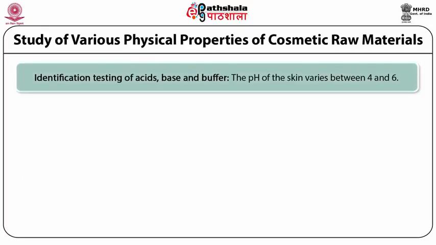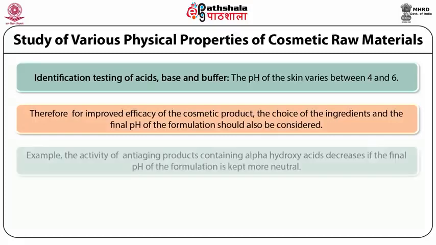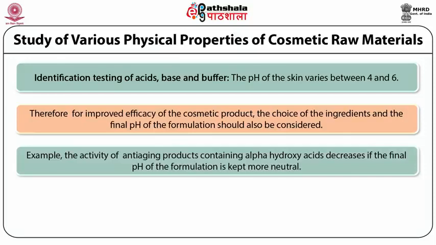Identification testing of acids, base and buffer. The pH of the skin varies between 4 and 6. Therefore, for improved efficacy of the cosmetic product, the choice of the ingredients and the final pH of the formulation should also be considered. Example, the activity of anti-aging products containing alpha hydroxy acids decreases if the final pH of the formulation is kept more neutral.